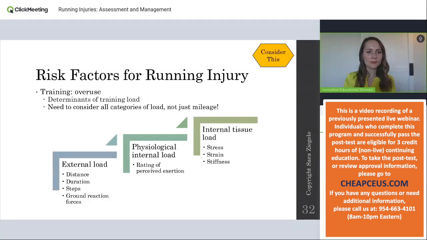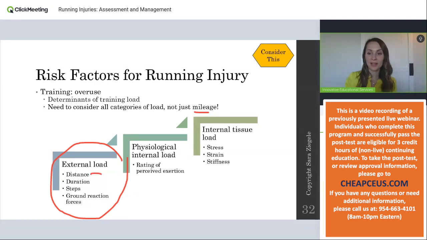If we're talking about overuse and going over that threshold, we need to think about what determines that training load. Is it just mileage? And really the answer is, of course not. It's not just mileage. 5 miles isn't 5 miles no matter how and when it's done. So the first category is external load. We've got things like distance, so the 5 miles, but we also have how long did that 5 miles take you? How many steps were in that 5 miles? How much force was produced during those 5 miles? Those are all determinants of external load.